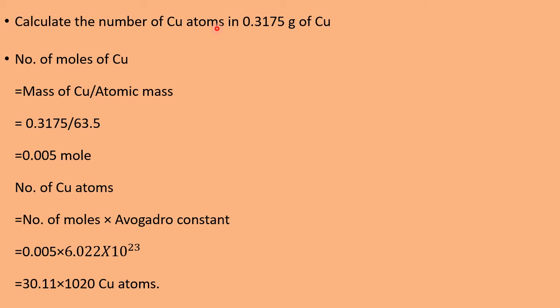Calculate the number of copper atoms in 0.3175 gram of copper. So first we'll convert the gram into the mole. This is the given mass. Molar mass you take from the table. So given mass by the molar mass equal to 0.005 mole. So 1 mole of copper contains 6.022 into 10 to the power 23 atoms of copper. Now 0.005 mole contains how many? So this into 6.022 into 10 to the power 23. That gives you, after simplification, these many copper atoms.